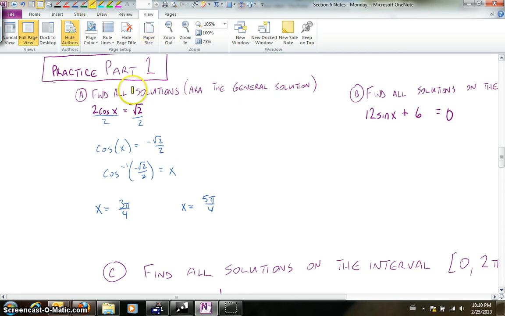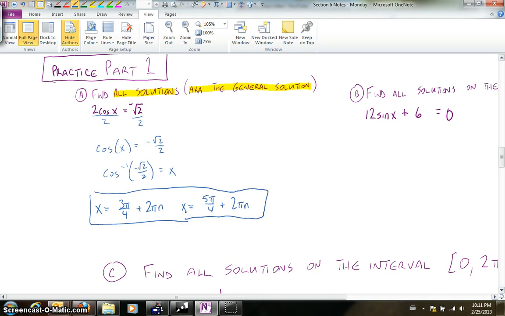But the fact that this was looking for all solutions, and I even gave you a hint, also known as the general solution, I'm going to want to write plus 2 pi n for both of these, because not just the initial angle, but any angle that is coterminal with it or 360 degrees past it will also have a cosine of negative radical 2 over 2. So these are the answers for problem A.